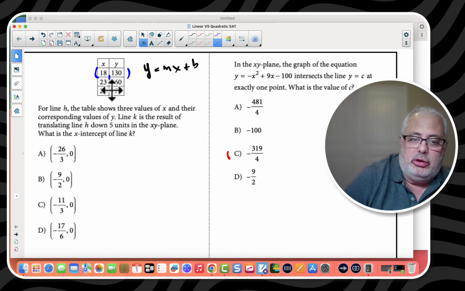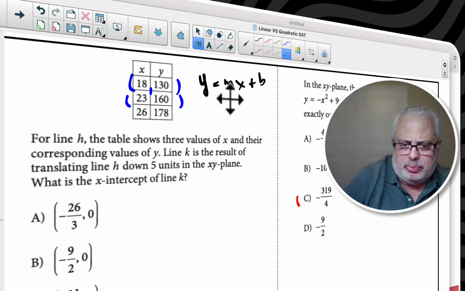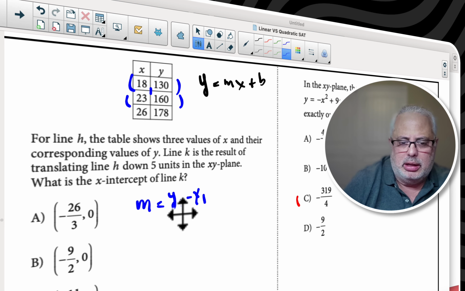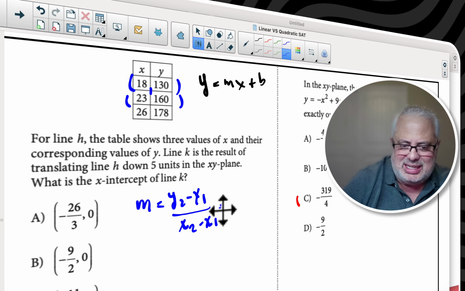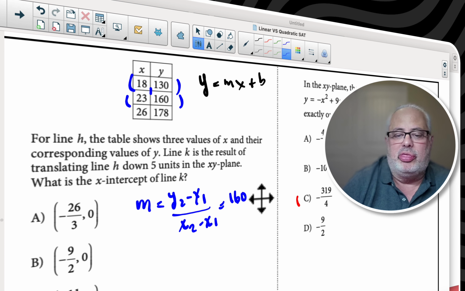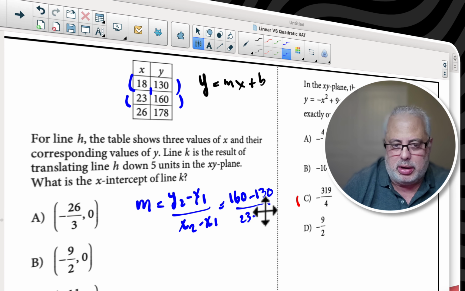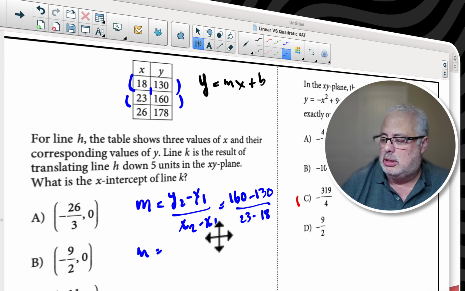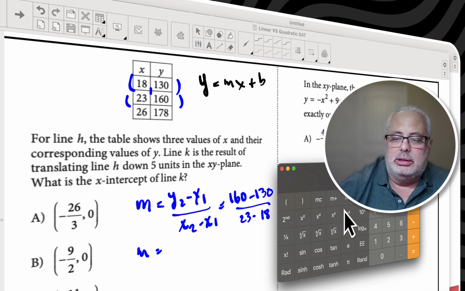I have my first point here, 18, 130, and 23, 160. So I'm going to put the formula here, y2 minus y1 over x2 minus x1. This is no more than 160 minus 130. So y2 minus y1, 23, x2 minus x1, minus 18. So the slope of the line here is, just grab a calculator now, and let me move it over here to the right.